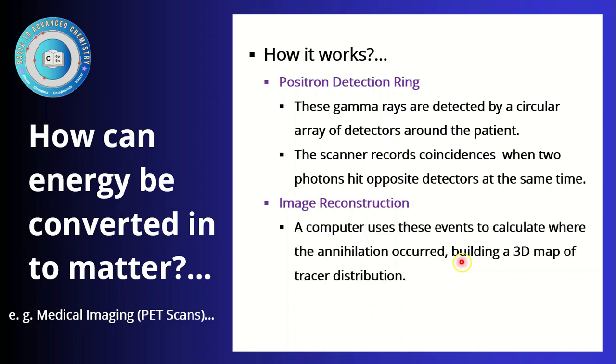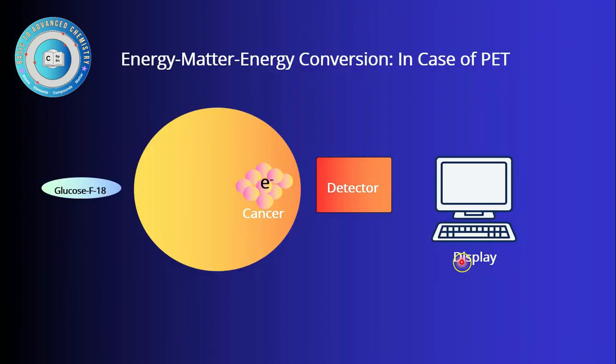The computer uses these events to calculate where the annihilation occurred, building a 3D map of tracer distribution. So finally, bright areas are displayed on the computer. This shows high metabolic activity in the human body, most probably due to cancer cells. So let us see this by using a visual representation.